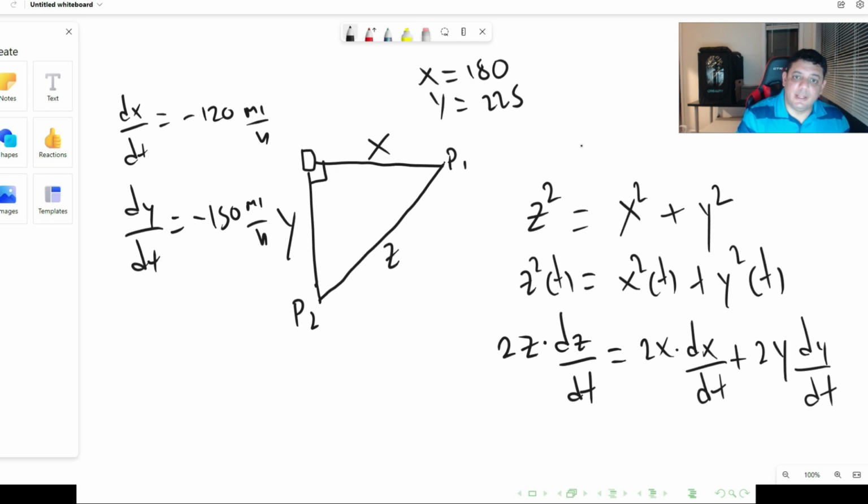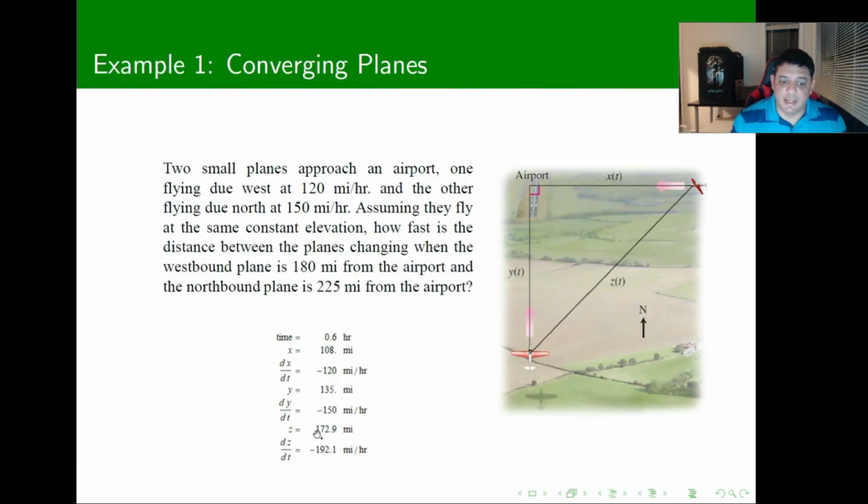First, from this, we can get the value of c. Notice that since c squared is x squared plus y squared, then c is just going to be the square root of 180 squared plus 225 squared. Okay? And so from there we obtain that c is 172.9.